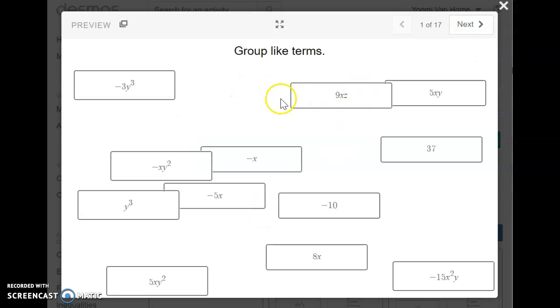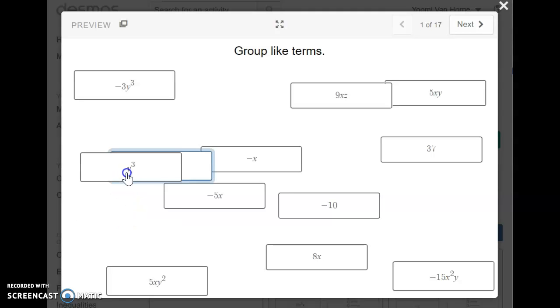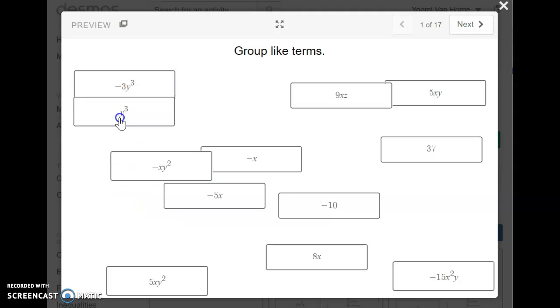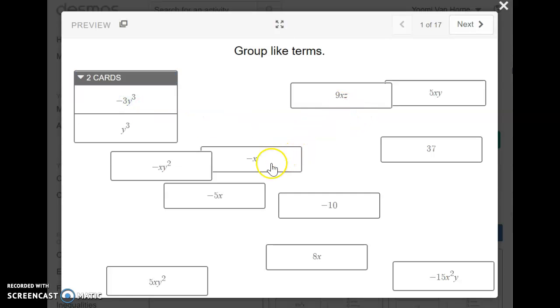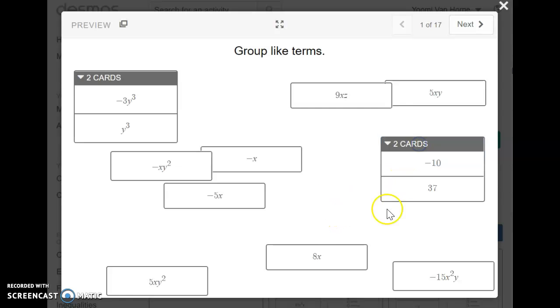Okay, so this is the first card where you're grouping like terms. So we remember, like terms need to have the same variable and only that variable, and they have to have the same exponent as well. So when I look at y cubed, I know that these two are like terms, so I'm going to combine those. Let's see, do I see numbers? Let's combine all the constants. Okay, do I see any more constants?